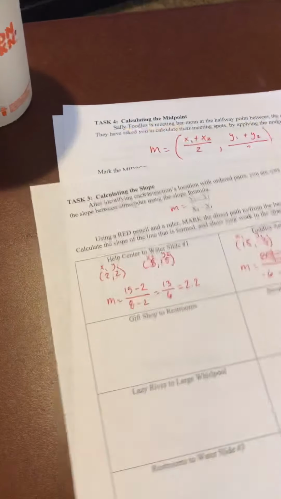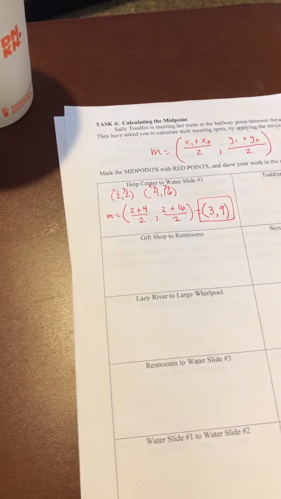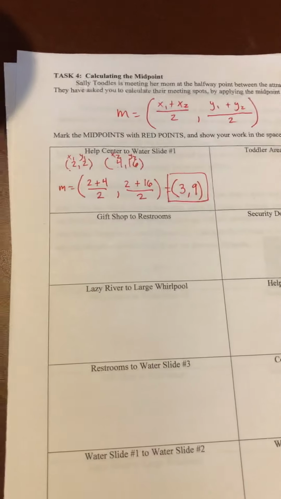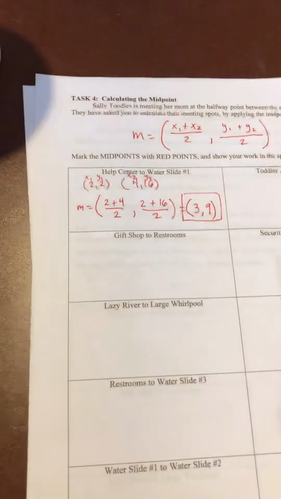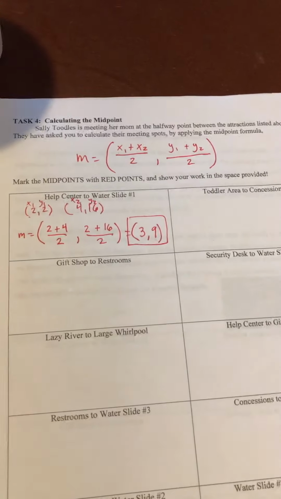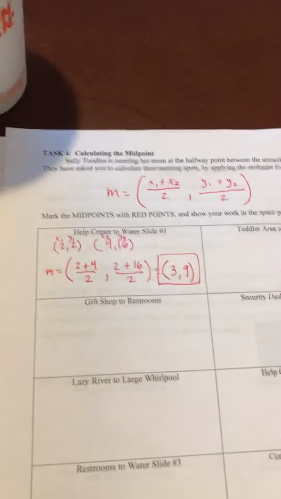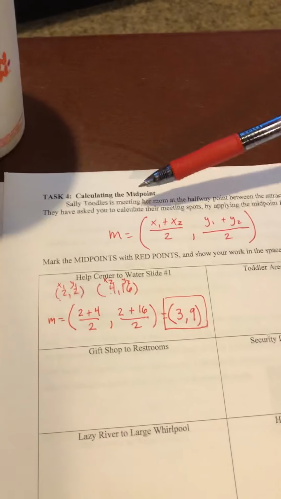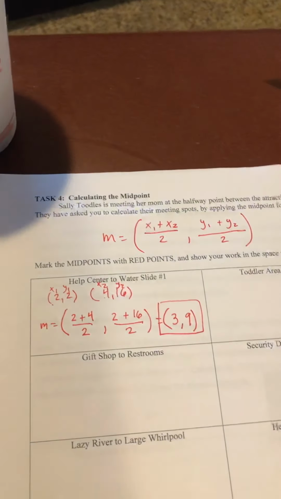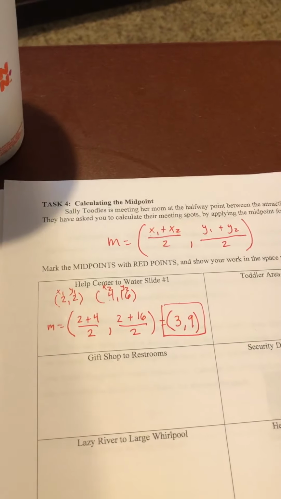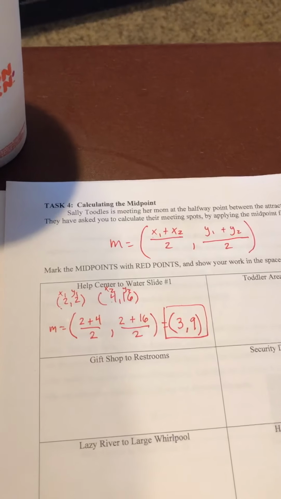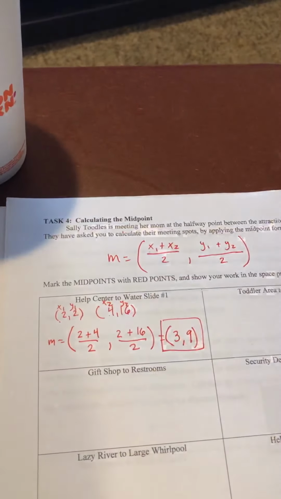So let me get this paper away. Here is task number 4. When I did this, I noticed I made a little mistake on task number 4, so we're going to have to fix it together. Let me read you the directions. Sally Toodles is meeting her mom at the halfway point between the attractions listed above. They have asked you to calculate their meeting spots by applying the midpoint formula.